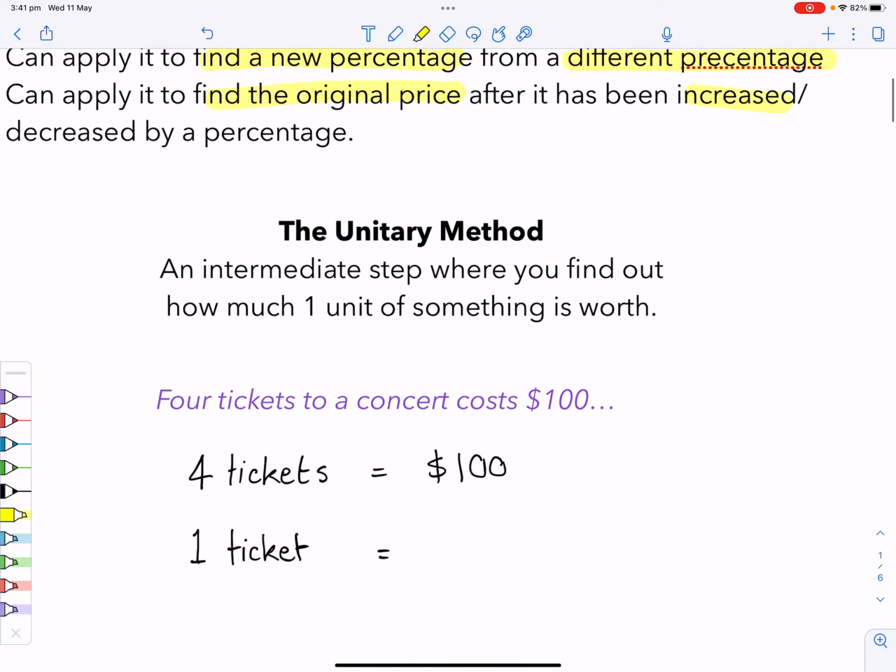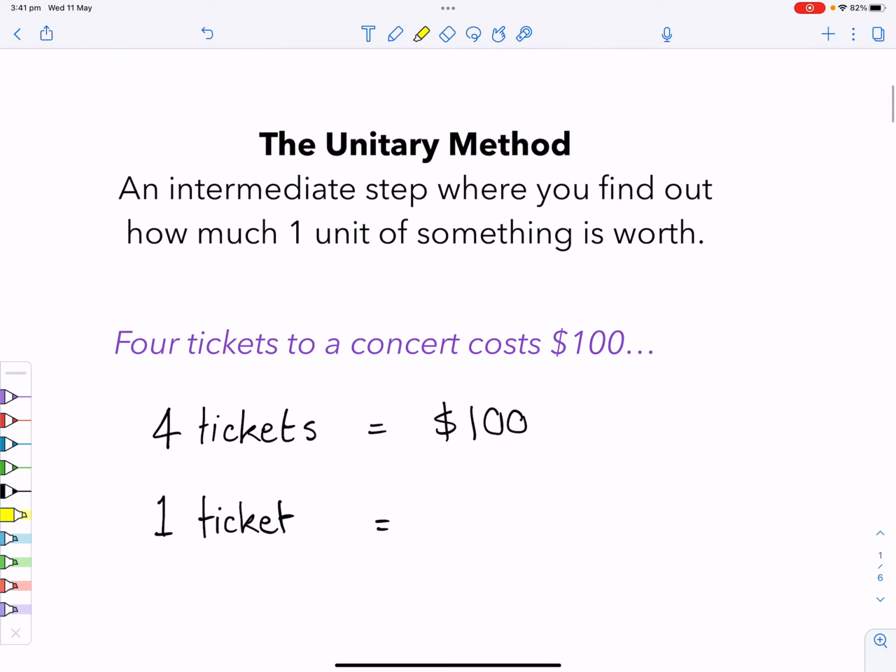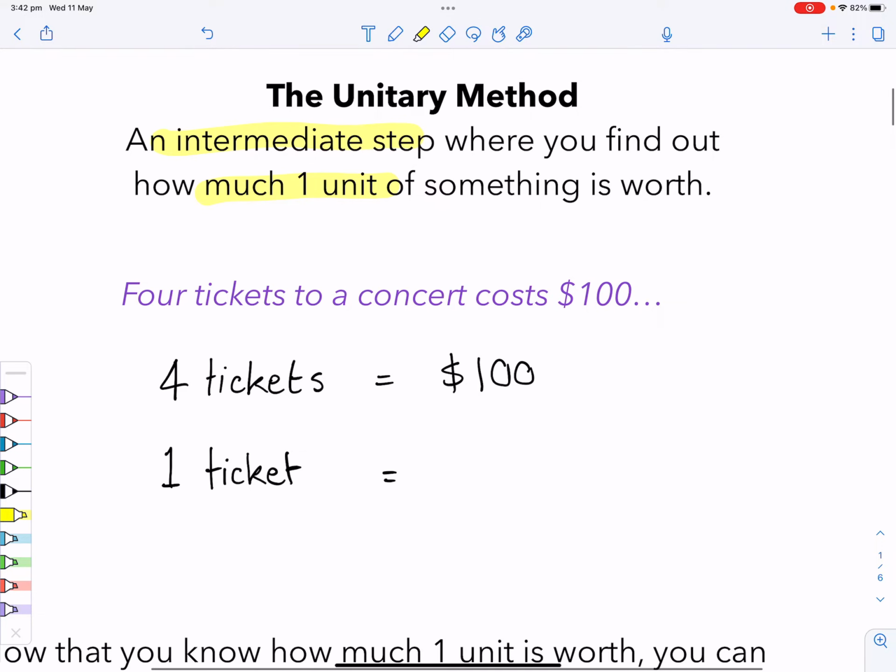So let's just quickly explain what the unitary method is. It's an intermediate step, meaning it's something you do to get you somewhere. It's not the be-all, end-all process. It's just there to find how much 1 unit of something is worth. What's the value of 1 unit? By unit, I mean it could be tickets, it could be sales, it could be people. Some sort of quantity that you're measuring with.